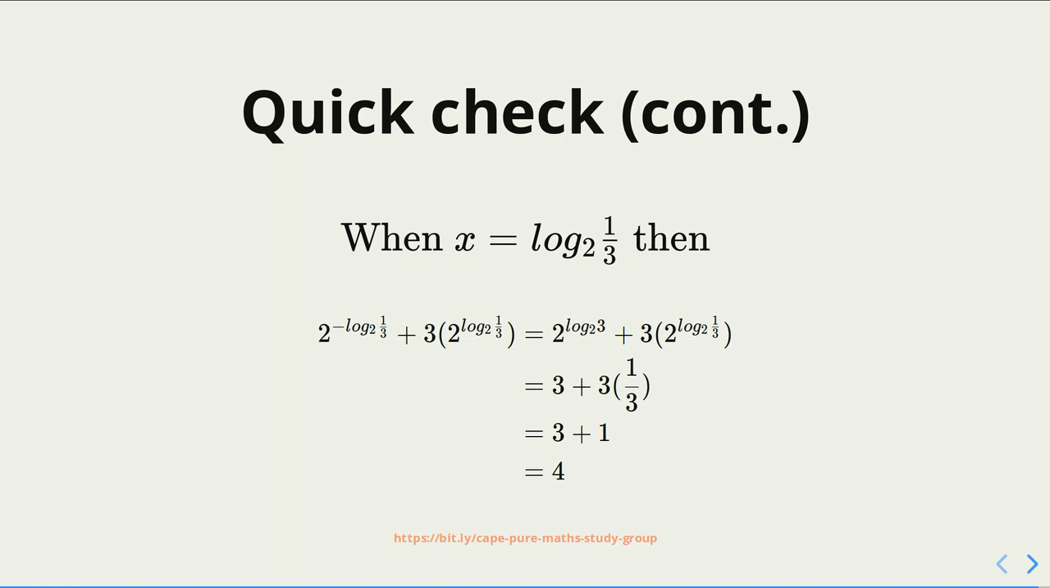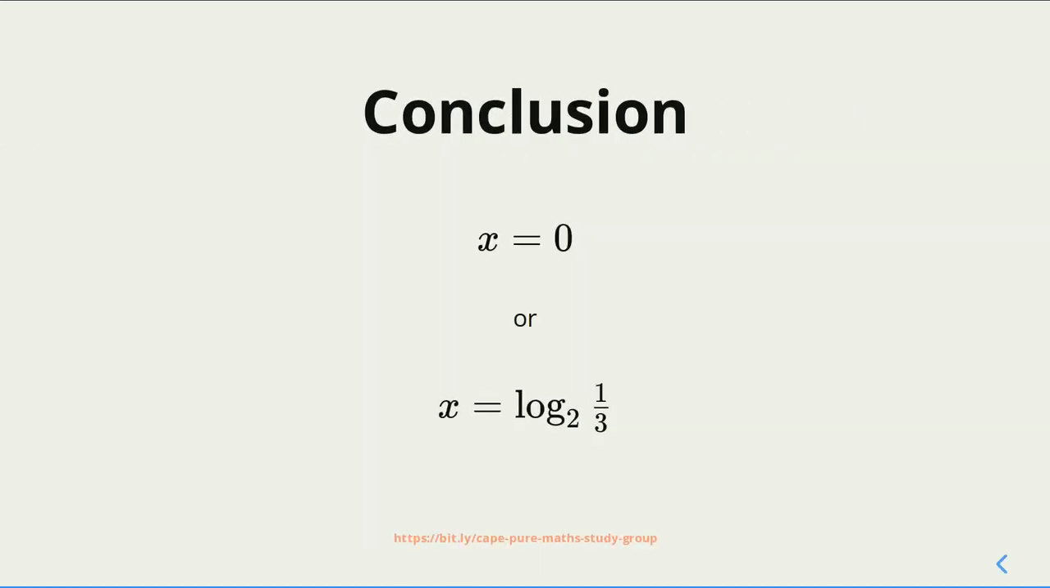Looking at the first term again, 2 to the log base 2 of 3 is equal to 3. And looking at the second term, 3 times 2 raised to the power of log base 2 of a third boils down to 3 times a third. 3 times a third is equal to 1, so we get 3 plus 1 is equal to 4, which is the number we should get if this solution is a solution of the equation. Therefore, we can conclude that x equals 0 or x equals log base 2 of a third are all the solutions of the equation. And that's it.